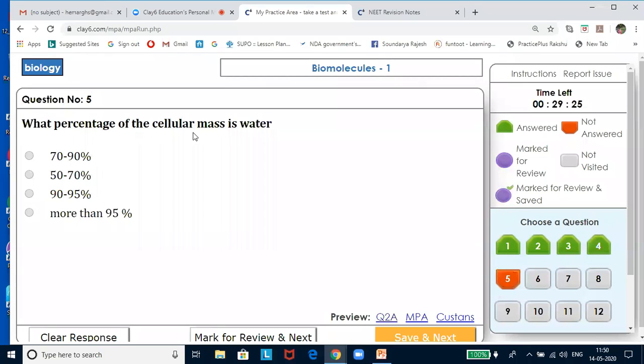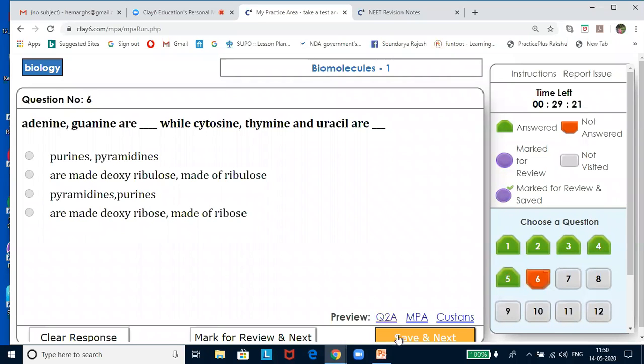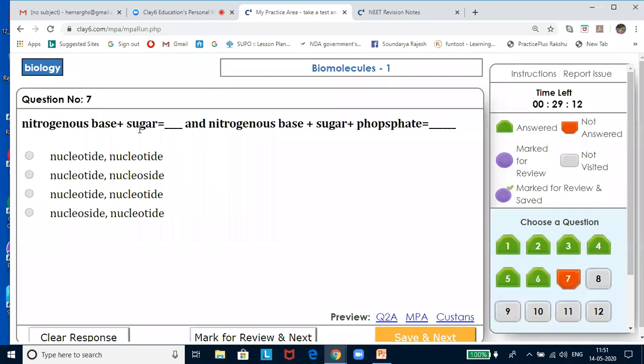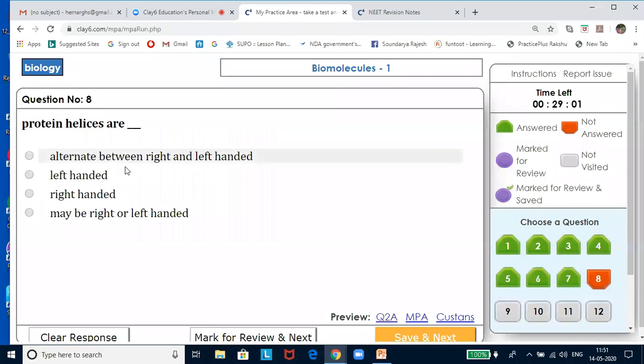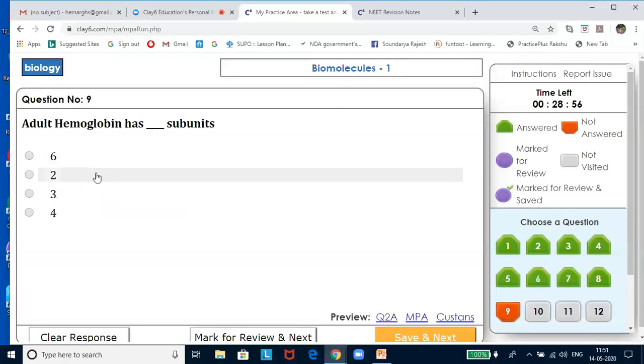What percentage of cellular mass is water? 70 to 90%. Adenine, guanine are purines, while cytosine, thymine, and uracil are pyrimidines. Nitrogenous base plus sugar is nucleoside, and nitrogenous base plus sugar plus phosphate is nucleotide. Protein helices are right-handed. Adult hemoglobin has got 4 subunits.